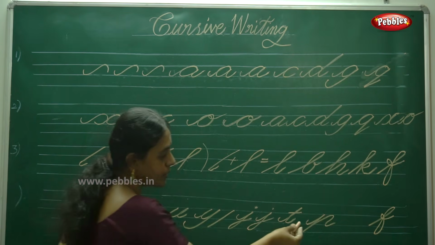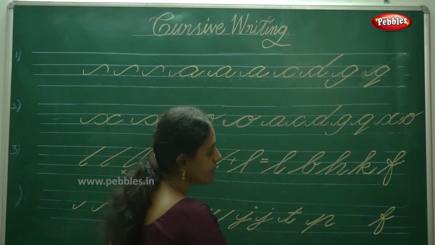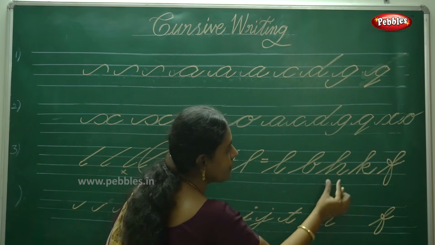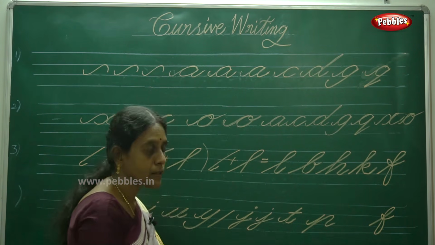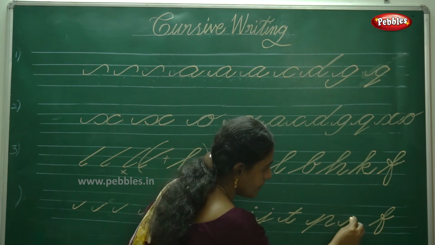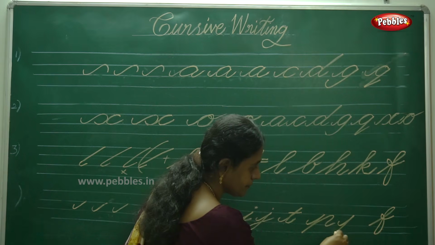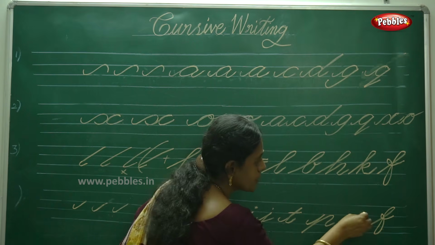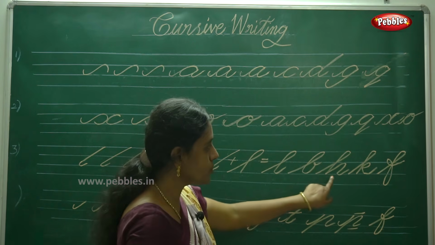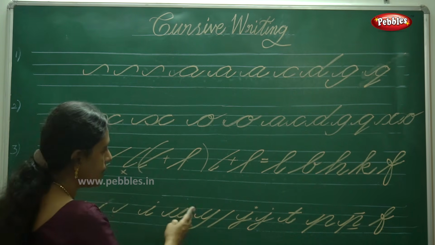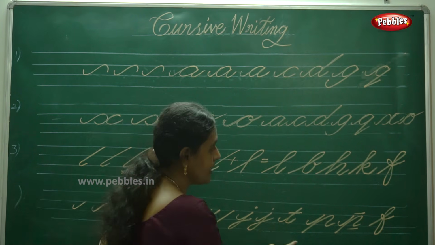and observe here in this letter P, this portion resembles that of our H. Observe it while writing P. Then this portion is exactly similar to that of our H. Okay, so I, U, Y, J, T and P.